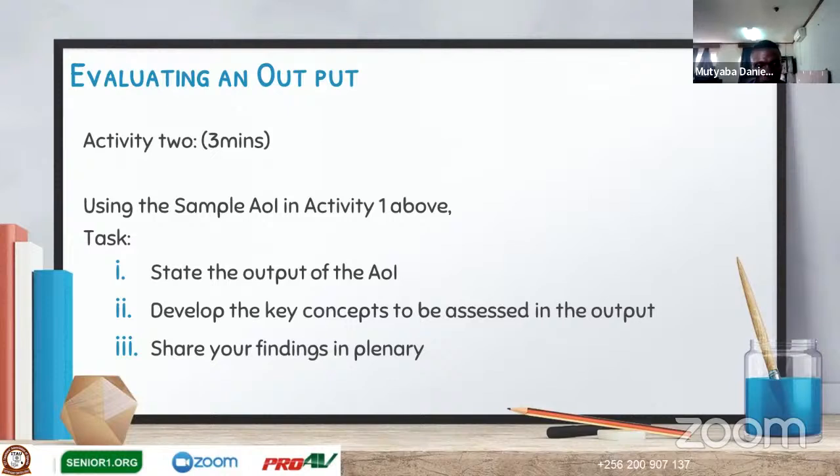Then develop the key concepts to be assessed in an outcome. The key concepts, of course, this is what we mean. For example, I'm looking at the format of a letter. The learner should produce a letter that has the right format. Those are the key concepts. The date should be this side, the dot should be right, the salutation should be here, the body should be like this. Those are the key concepts that you're going to look at.